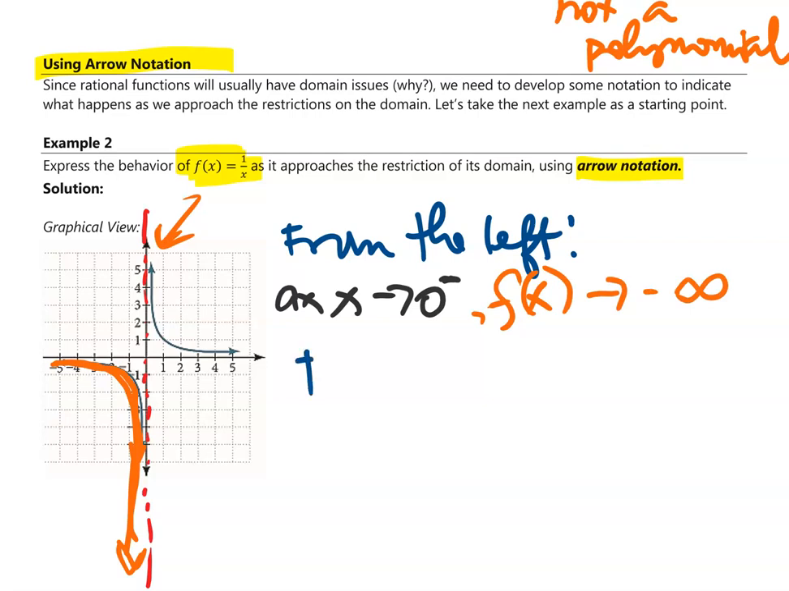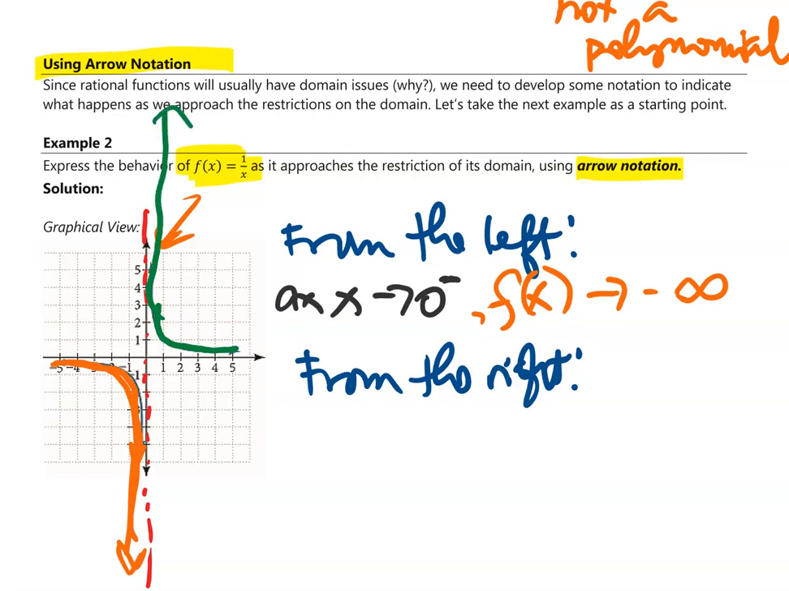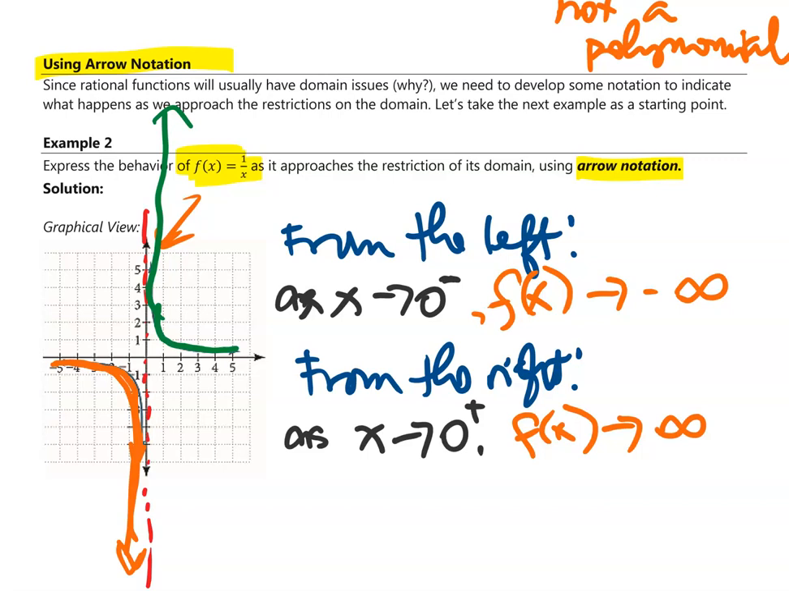And from the right, let's have this from the right. If we follow this graph, it goes up. So we can say that as x approaches 0 from the right, so we use plus, f of x approaches, if you follow this green graph, positive infinity.